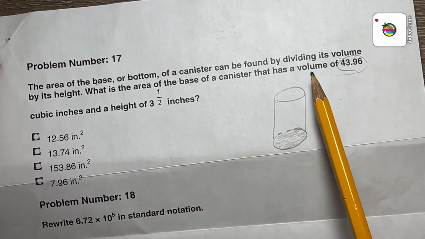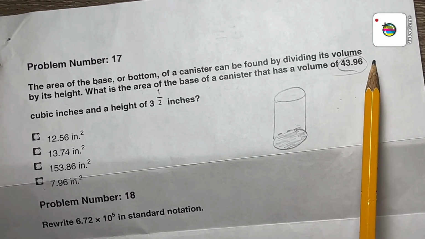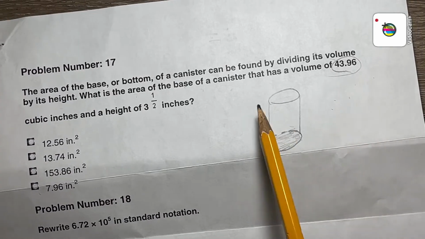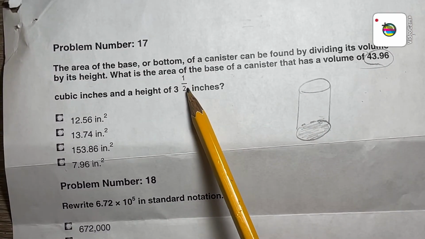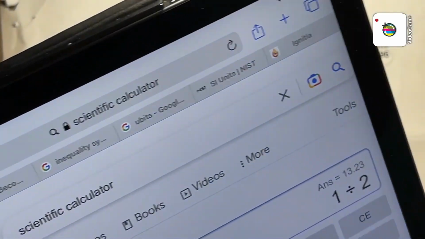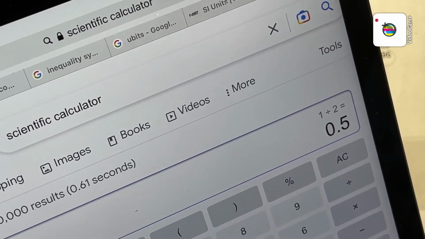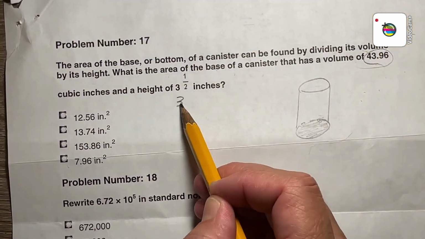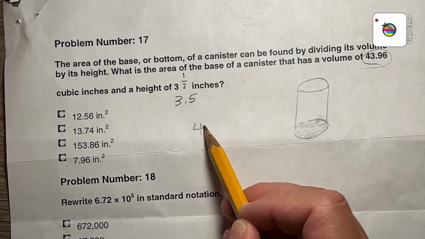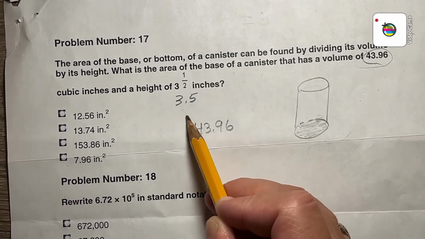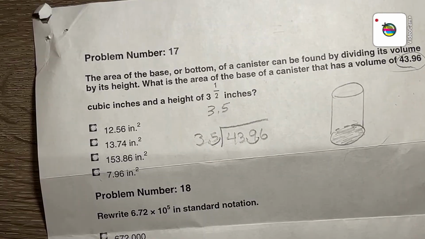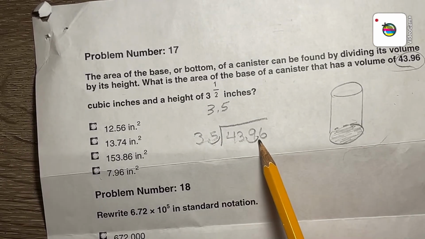Okay, so to divide, you can do your basic operations using a calculator on the test, not fractions. But sometimes you can convert your fractions to decimals. So let's divide the numerator by the denominator, and we'll get 0.5. So this is 3.5. So all we're doing now is dividing 43.96 by 3.5. Remember, the decimal moves over once.